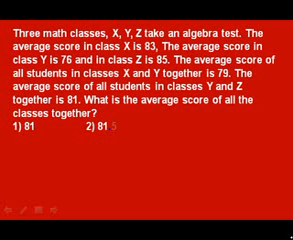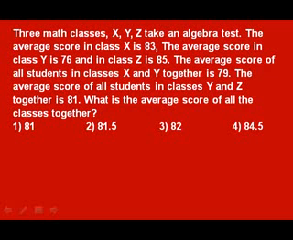next problem. Now this is going to be a tricky one. Okay, so there are three math classes, X, Y, and Z, and they take an algebra test, and the average score in class X is 83, and in class Y it's 76, and in class Z it's 85. The average score of all the students in classes X and Y together is 79, and the average score of all students in Y and Z is 81. So I have to find the average score of all the classes together.